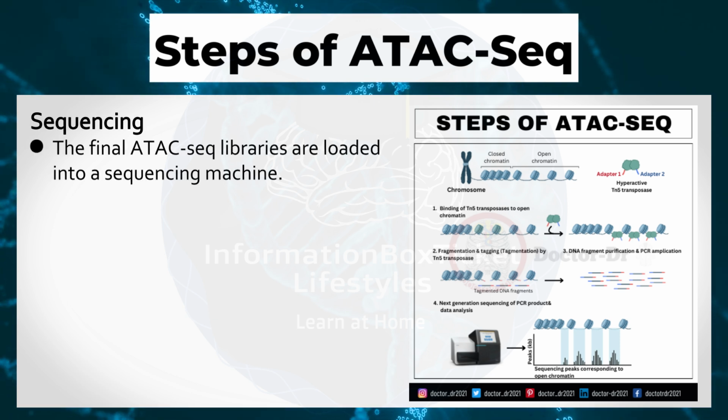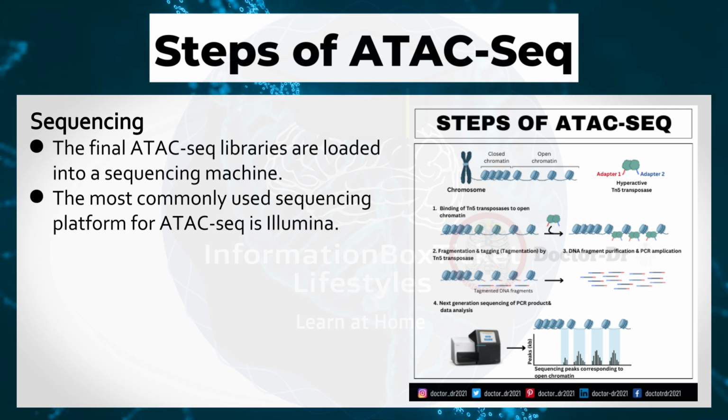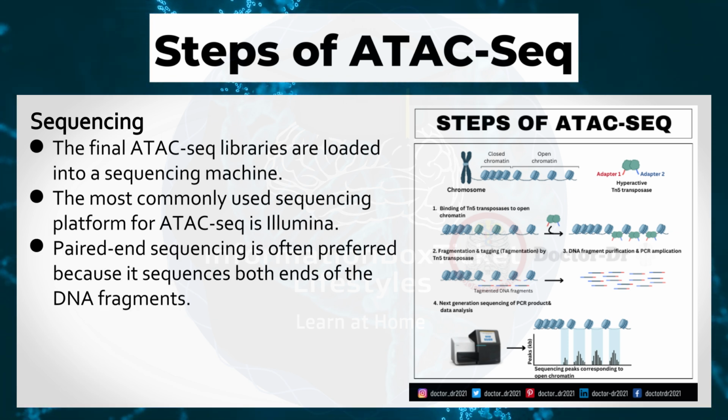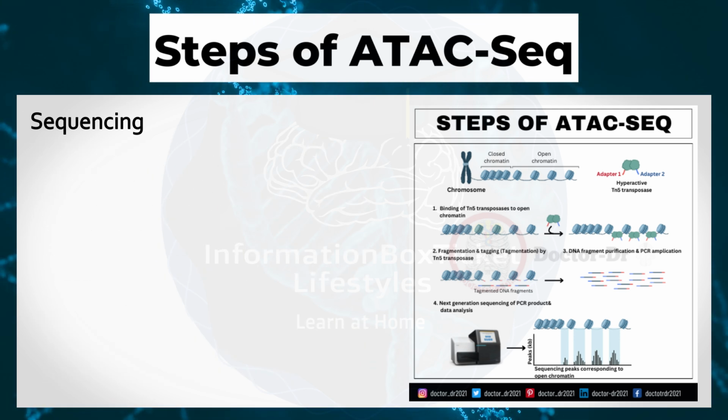Sequencing. The final ATAC-Seq libraries are loaded into a sequencing machine. The most commonly used sequencing platform for ATAC-Seq is Illumina. Paired-end sequencing is often preferred because it sequences both ends of the DNA fragments. Paired-end sequencing provides more information about fragment size and the location of accessible regions.